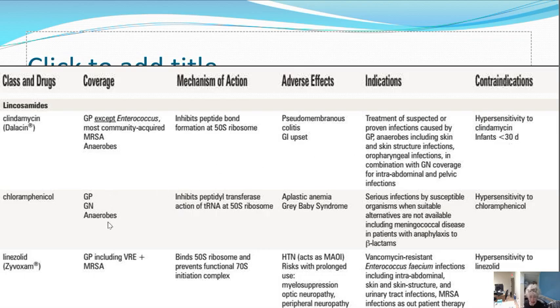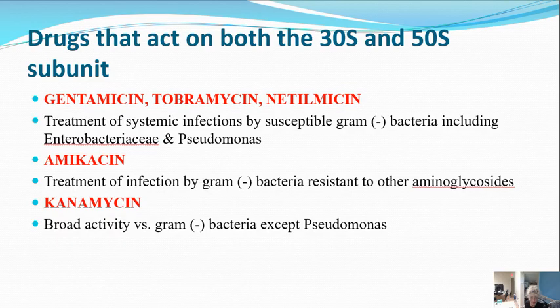Chloramphenicol: gram-positive, gram-negative, and anaerobes. This also inhibits peptidyl transferase action of transfer RNA at the 50S ribosomal subunit. It can cause aplastic anemia and gray baby syndrome, as I mentioned earlier. And linezolid: gram-positive, including vancomycin-resistant and MRSA. Binds the 50S ribosome and prevents the functional 70S initiation complex. So, very powerful. These are very powerful drugs.